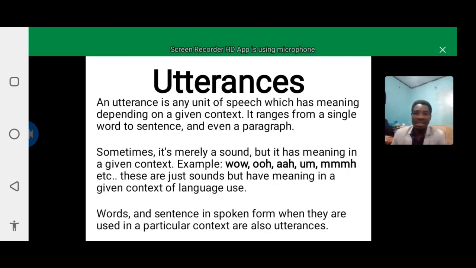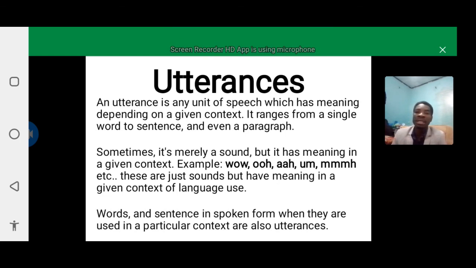Another concept is utterance. An utterance is any unit of speech which has meaning depending on a given context. It ranges from a single word to a sentence and even a paragraph. Sometimes it is merely a sound, but it has meaning in a given context. For example, someone can say "wow" or "oh" or "ah," and so on. These are just sounds but have meaning in a given context of language use.